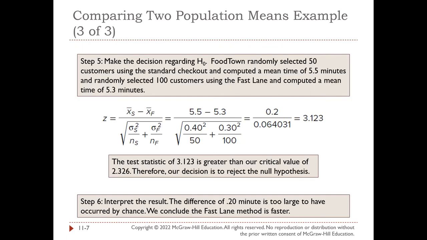So, interpreting through step 6, again, going through all 6 steps like in chapter 10, the difference of 0.20 minutes is too large to have occurred by chance, so we conclude the fast lane method is faster. Nice. That still throws me off that they all of a sudden just assume that. I hide these PowerPoints sometimes.